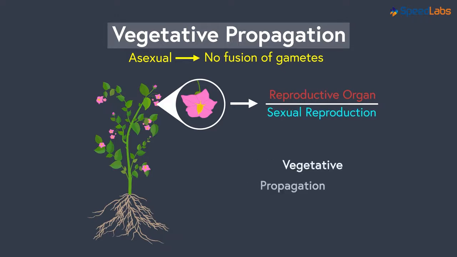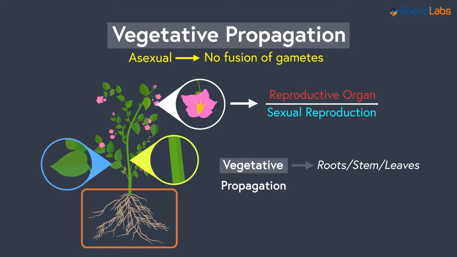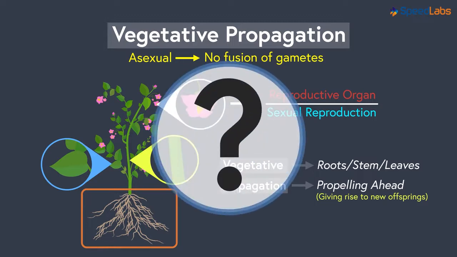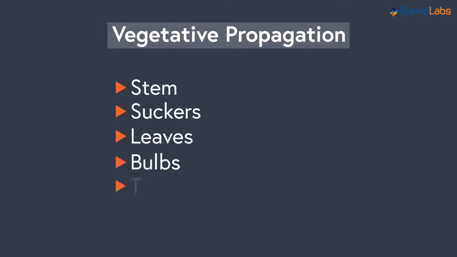So coming back to the point of vegetative propagation, it clearly indicates any vegetative part, the roots, the stems, or the leaves. And what does propagation mean? It means propelling ahead. So here it refers to continuing the species. In simple words, it means giving rise to new offsprings. Now tell me, which parts of the plant will be used for propagating the species? Plants use different parts like the stem, suckers, leaves, bulbs, and tubers. Let's look at each type.